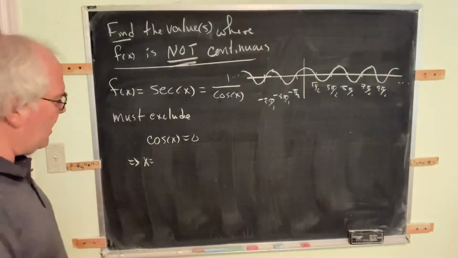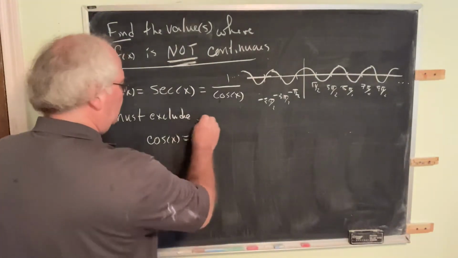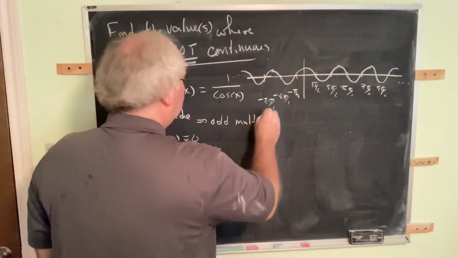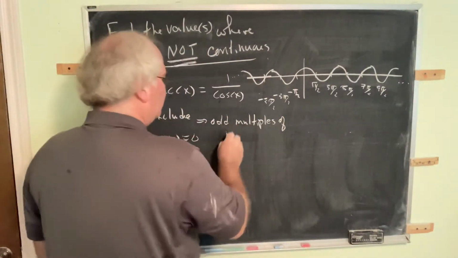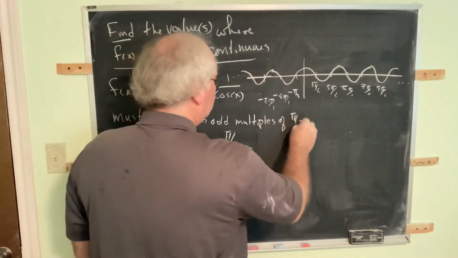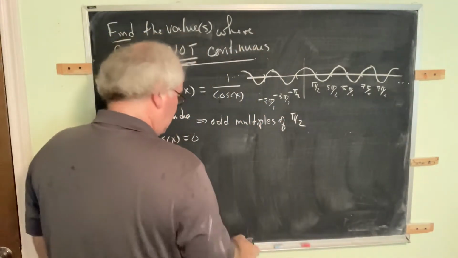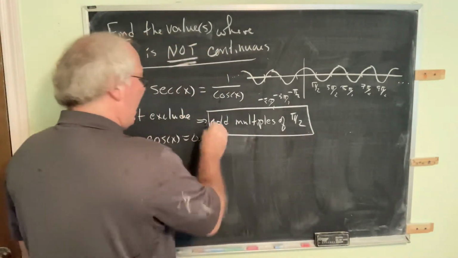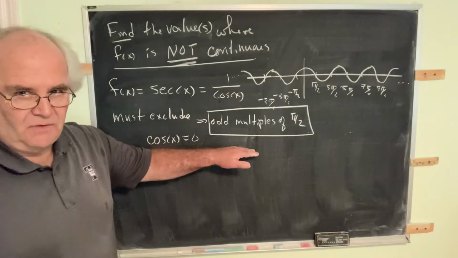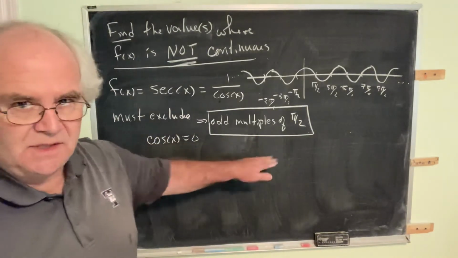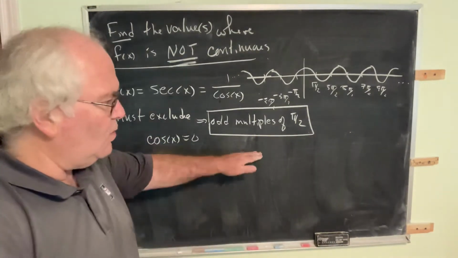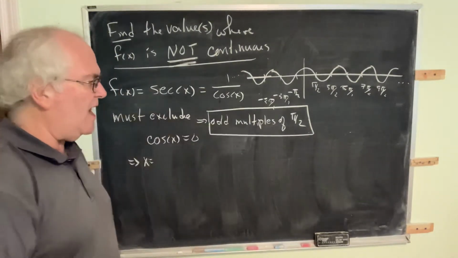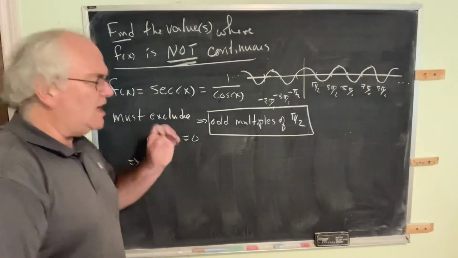So one version is to write that we must exclude odd multiples of pi over 2. This is 100% absolutely fine, wonderful, grand, and glorious. This is correct. If that's what you write, that is fine by me. You're good to go. Odd multiples of pi over 2. There's another way to write that.